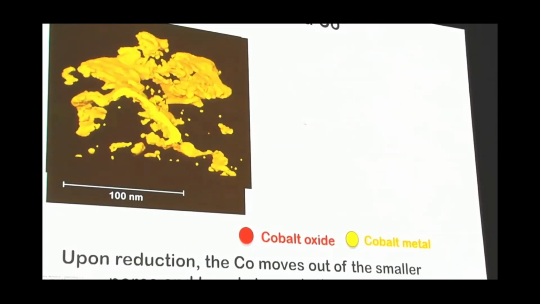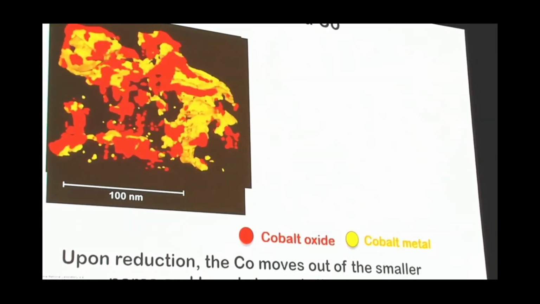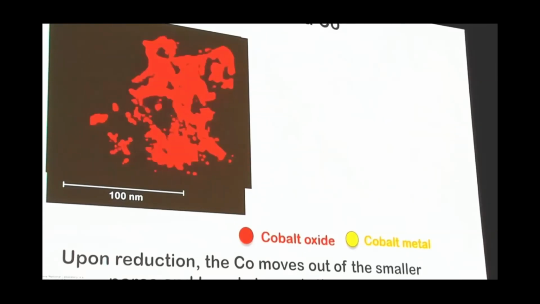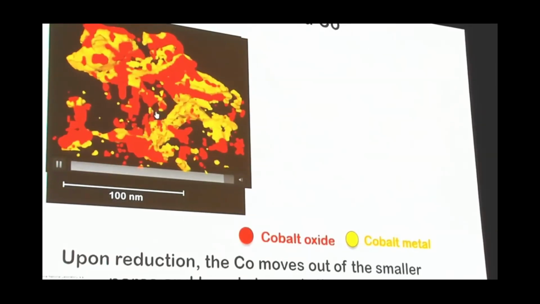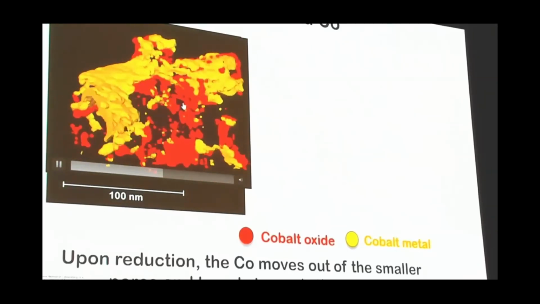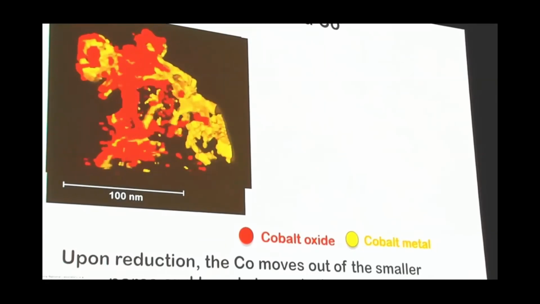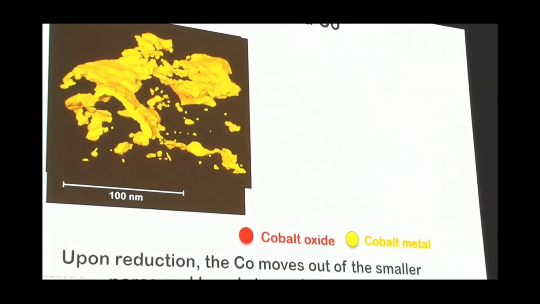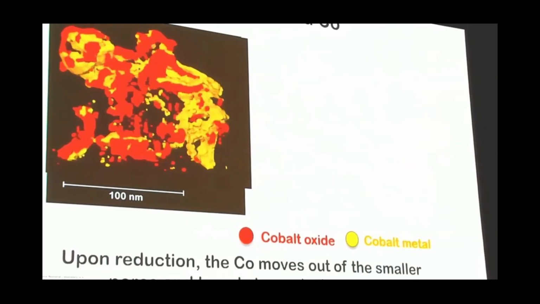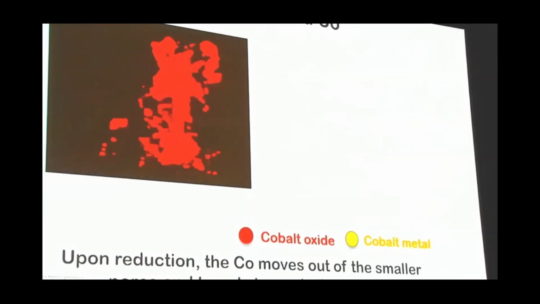So the alumina has been removed now, the support has been removed. This is just in red, cobalt oxide, and then in yellow, the reduced cobalt metal. So you can see very clearly here that all of these small red particles have gone out towards the surfaces, and that makes sense to us because the surfaces are going to be more catalytically active, but it's just a surprise that they have moved so far.